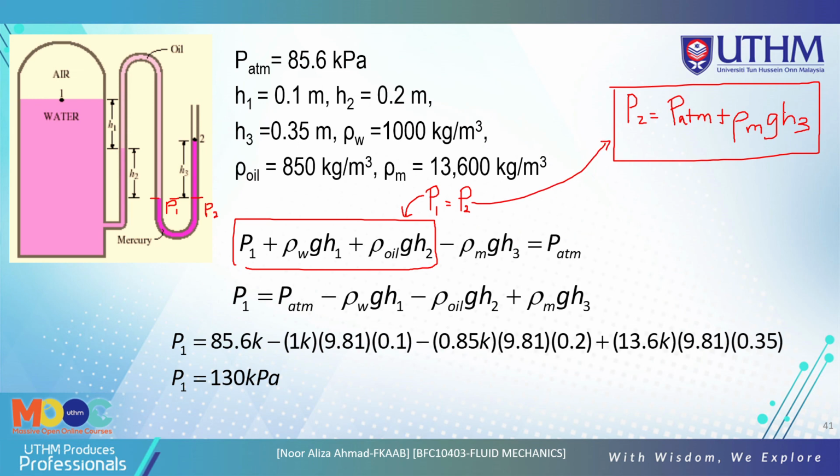But for this one, from the P atmosphere, we go and find the pressure here. Sorry, the density goes to this left side here. So that's why they have the negative. Actually, this is the P2 here. Okay, P2 here. Okay, and then you solve the equation here, put all the values here until you get the pressure at 1 is 130 kilopascal.